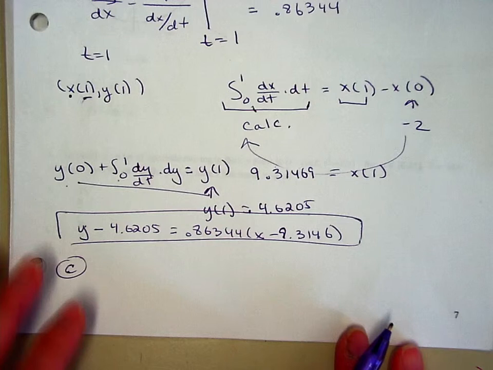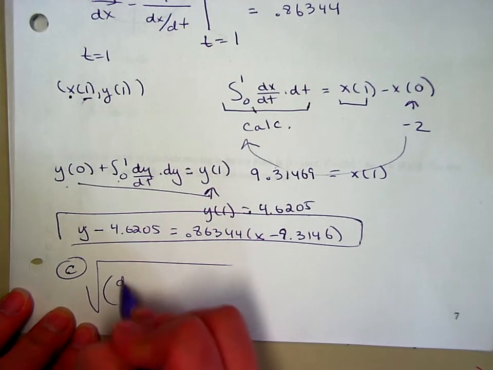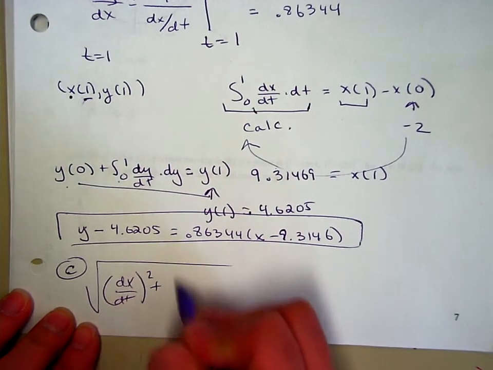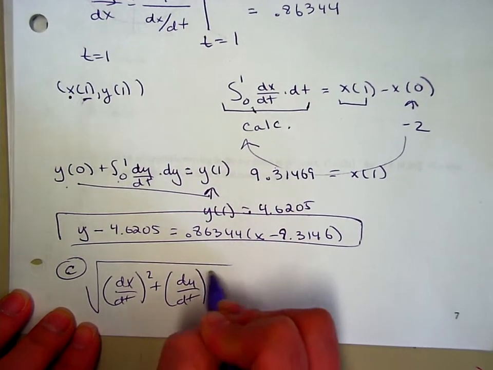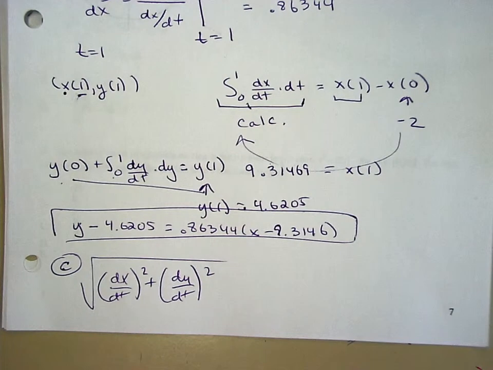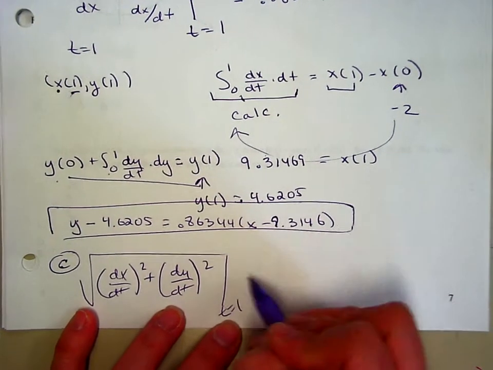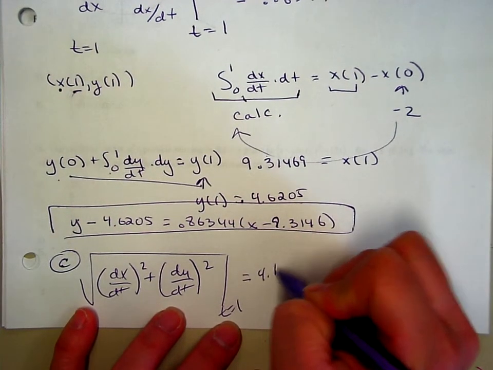Okay, and part C, speed of the particle. Speed is just the square root of (dx/dt) squared plus (dy/dt) squared. You're given both dx/dt and dy/dt. Plug in 1, just punch this out in your calculator, 4.10525.